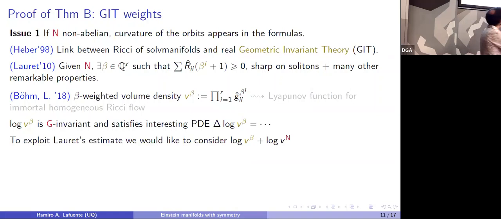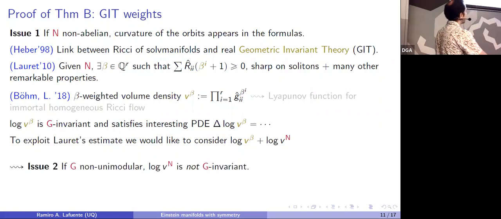So actually, to exploit this estimate, remember the problem was the curvature of the orbit. So we want to get rid of the curvature of the orbits using this estimate. So it's natural to try to consider adding these two functions, the one that I mentioned in the last slide and the GIT volume density, right? Now, the main problem is that when you include this one, then you get something which is not G invariant. And so it's not defined on the compact quotient, and you cannot use the maximum principle. So how to deal with that?